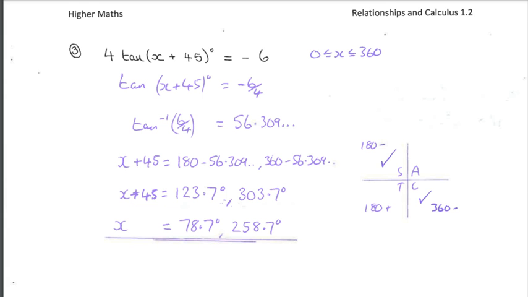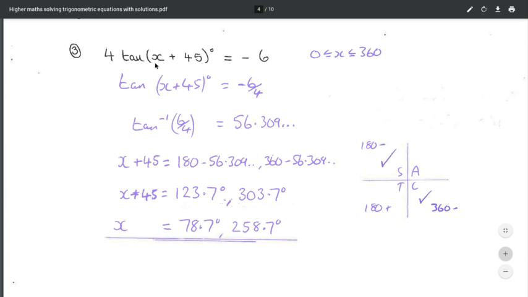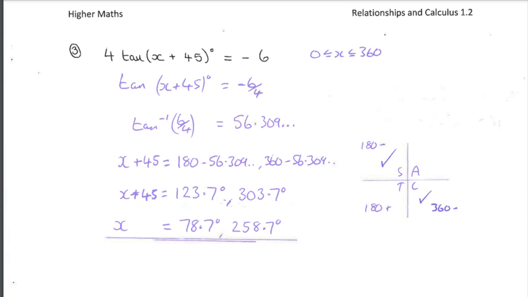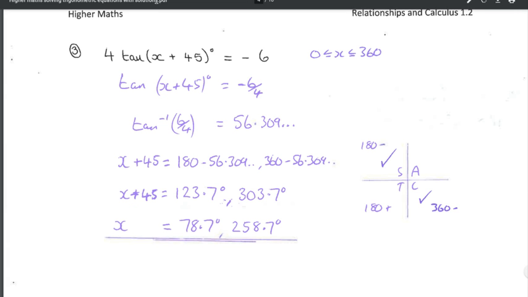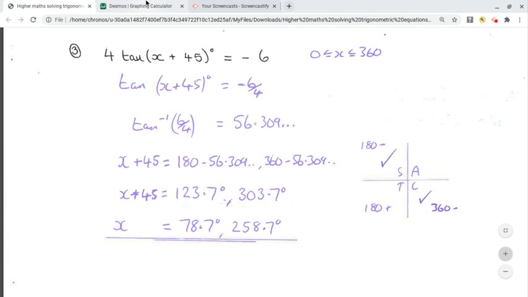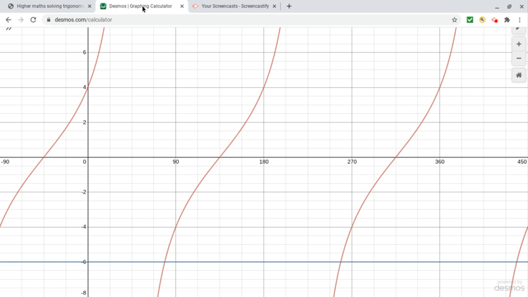So we're going to take the tan graph. The x + 45 will shift it 45 degrees to the left, so a horizontal transformation of 45 degrees to the left, and the 4 will make it 4 times as steep as normal, so we'll stretch the tan graph by a factor of 4. If we know what that looks like, then we're going to find out when that's at the height of -6. I actually have that on Desmos, so let's have a quick look.